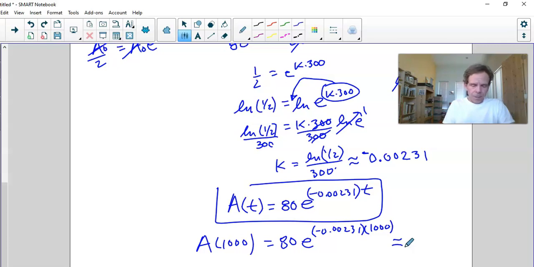All right, so let me get this number in there. Negative 0.00231. That gets multiplied by 1,000. There's that. Got the 80. I am getting 7.94 grams. Hey, and that's between 5 and 10, kind of like we expected, right?